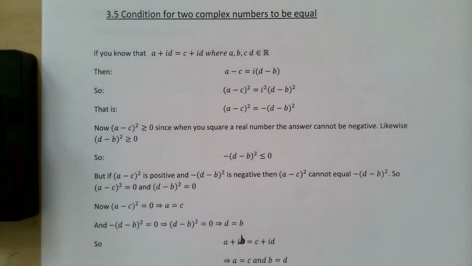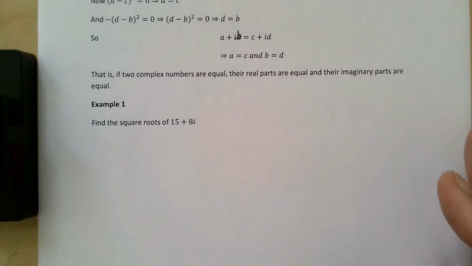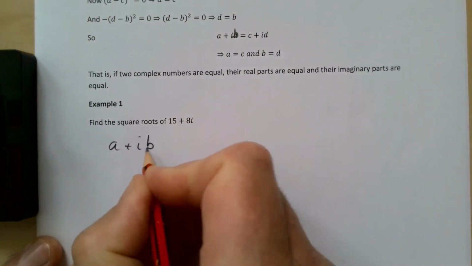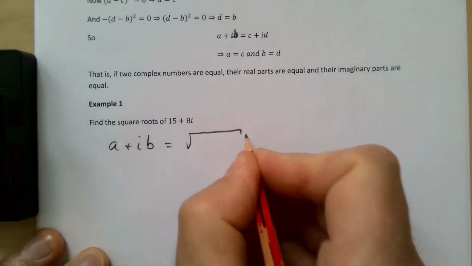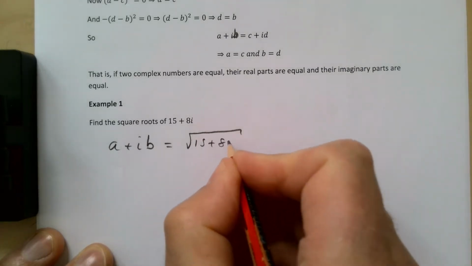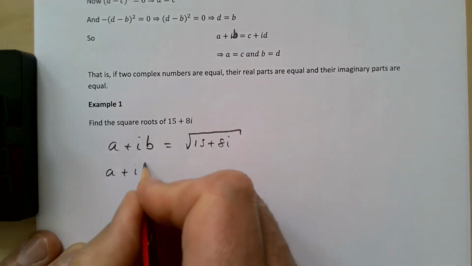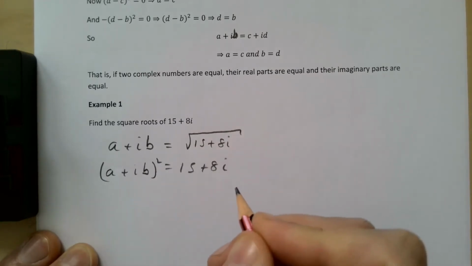And that has lots of applications for us to help us work out other bits and pieces. One of the examples will be below, so let's take a wee look. You're asked to find the square root of 15 plus 8i. So one of the square roots is going to be a plus ib, and we need to work out the a plus ib, and that is equal to 15 plus 8i. If we square both sides, we get a plus ib all squared equals 15 plus 8i.